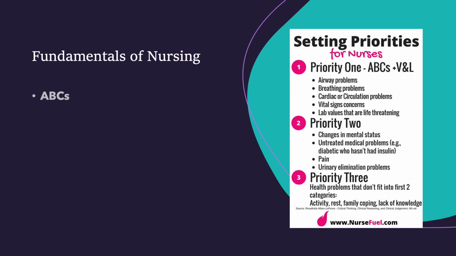But anyway, back on topic. Priority 3 is like health problems that don't fit into the first 2 categories. So activity, rest, family coping mechanisms, and lack of knowledge, which are all important things, but guess what? It's not priority.